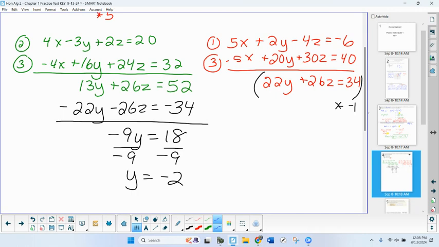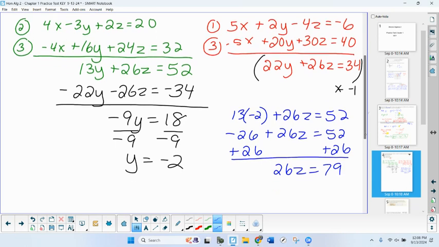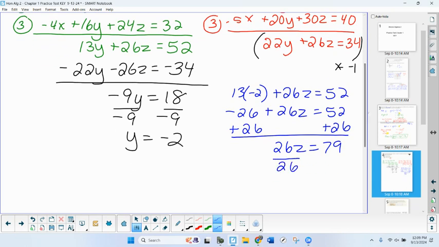Again, guys, the more work you show me on this tomorrow or on Monday, the more partial credit I can give you if you miss a stupid negative. I went into 13y plus 26z equals 52. What's 13 times -2? Negative 26. What'd you do now? Added 26. And what'd you get when you added 26? 78. And now what'd you do? Divided by 26. And when you divided by 26, what'd you get for z?